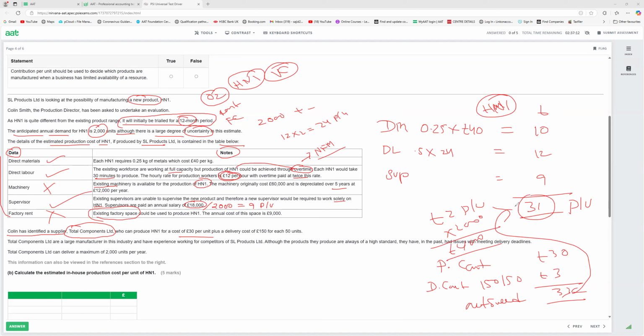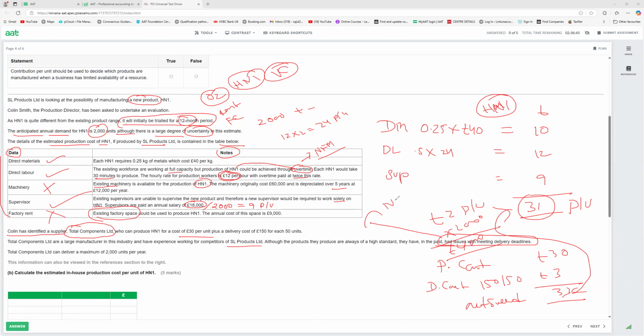Now this is the calculation so far. Total Components are a large manufacturer in the industry and have experience working for a component of SL Product Limited. Although the products that they produce are always of high standard, they have in the past had issues with meeting delivery deadlines. That's very important. They couldn't deliver the product on time. So they have had some issues previously.